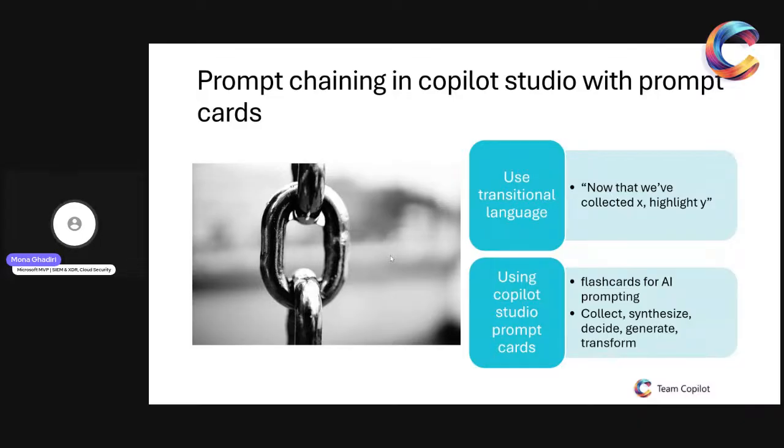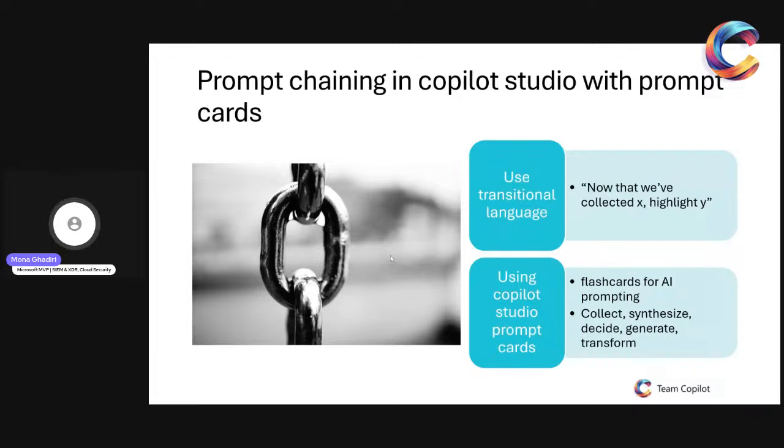So in the example above, using transitional language: now that we've collected X, generate Y; decide X; transform this data into whatever. If we take these small building blocks and chain them together using prompt cards, this becomes the most repeatable, usable way of meeting you where you are and doing your work where you are, to get the types of outcomes that all of us have aspirationally been hoping agents and AI will deliver.